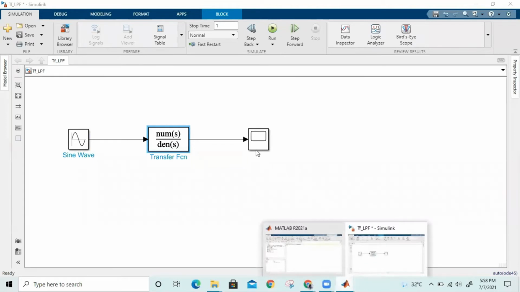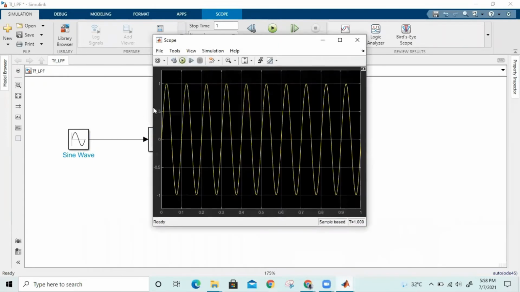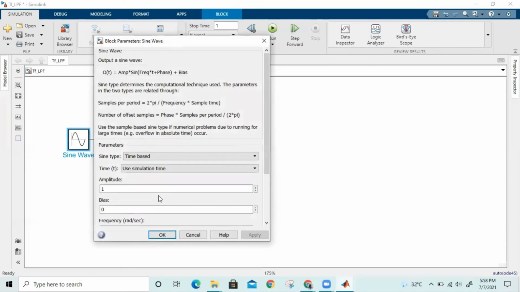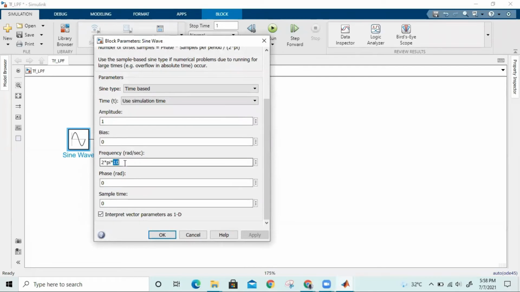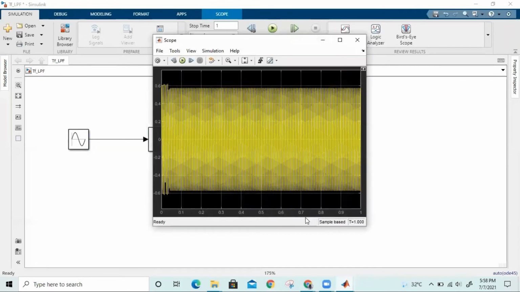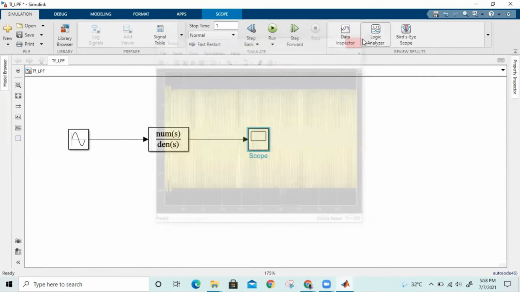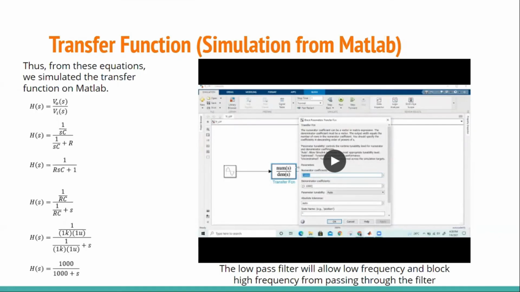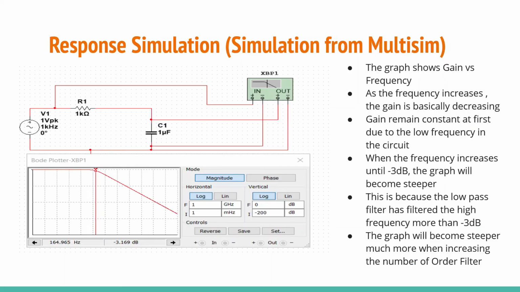For the scope, we got 1 volt peak for the amplitude, and this is the waveform. So let's see if we change the frequency to 200 Hz. As you can see, the frequency becomes higher, but the amplitude becomes lesser, down to 0.6. This indicates that the low-pass filter will allow low frequency and block high frequency from passing through the filter. With that, I will pass this presentation to Hadi.